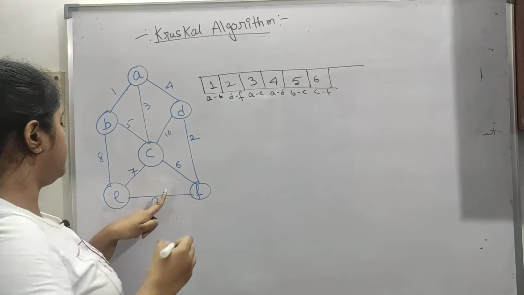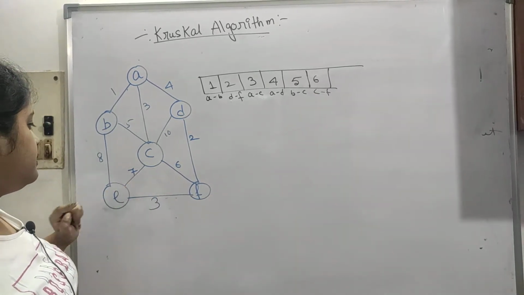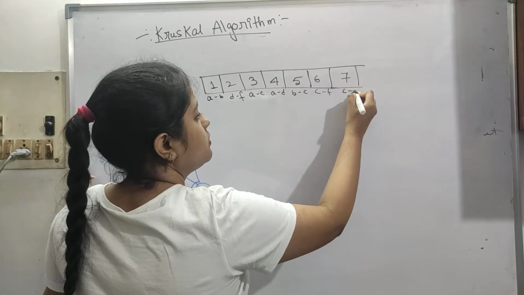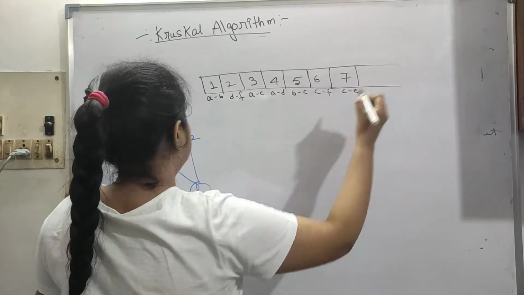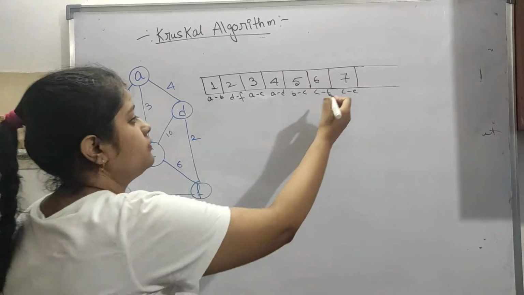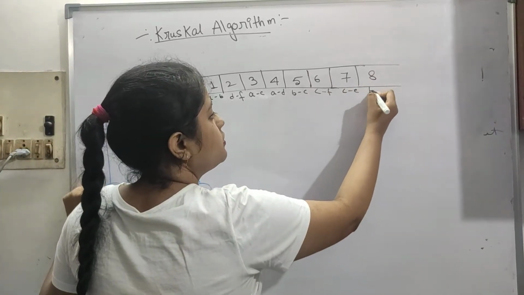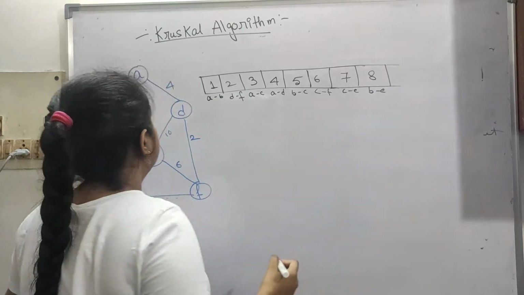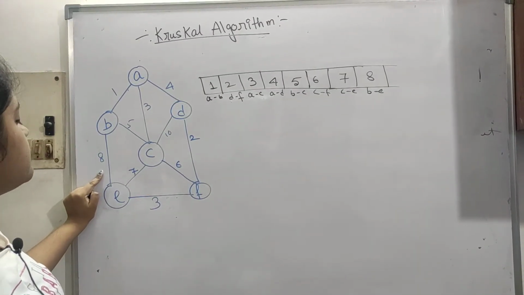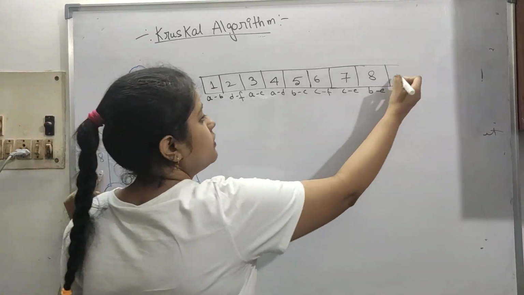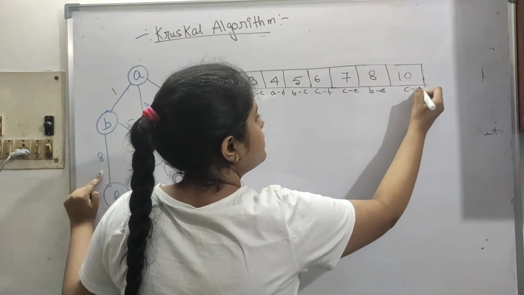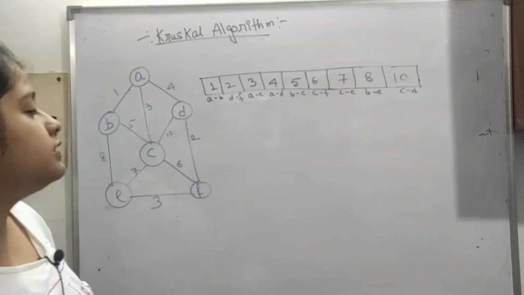Then 7 is present between C and E, 7 is done. Then 8 is present between B and E, 8 is done. Then nothing, 9 is not present. 10 is between C and D. So now this is sorted.